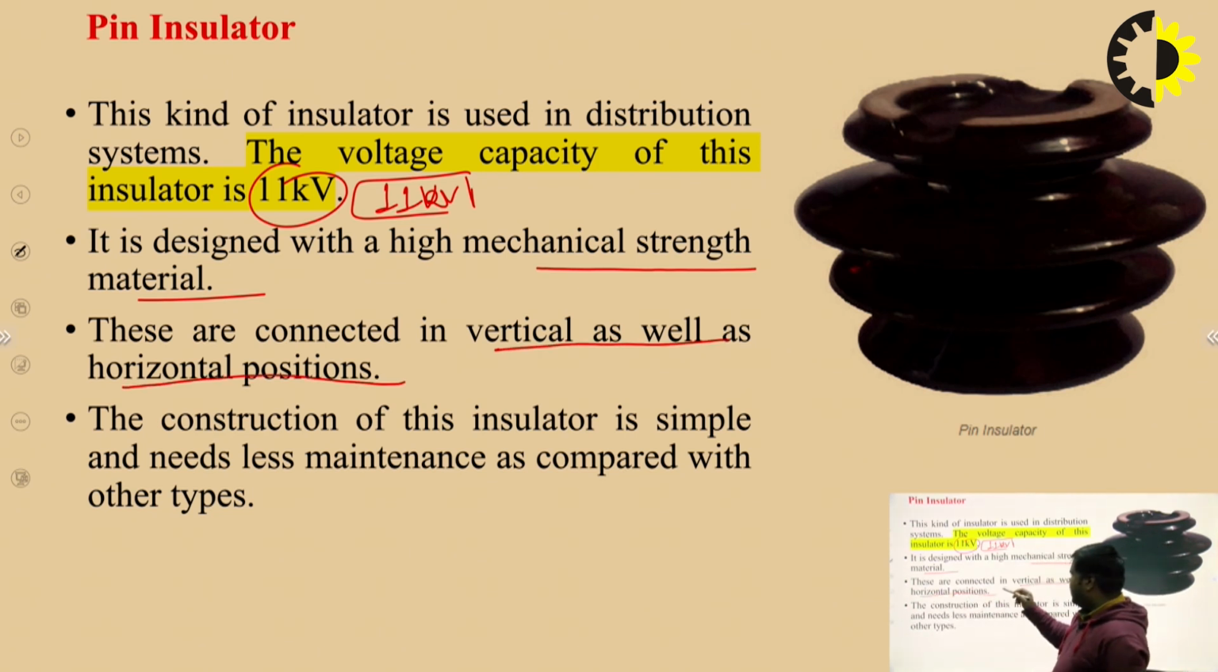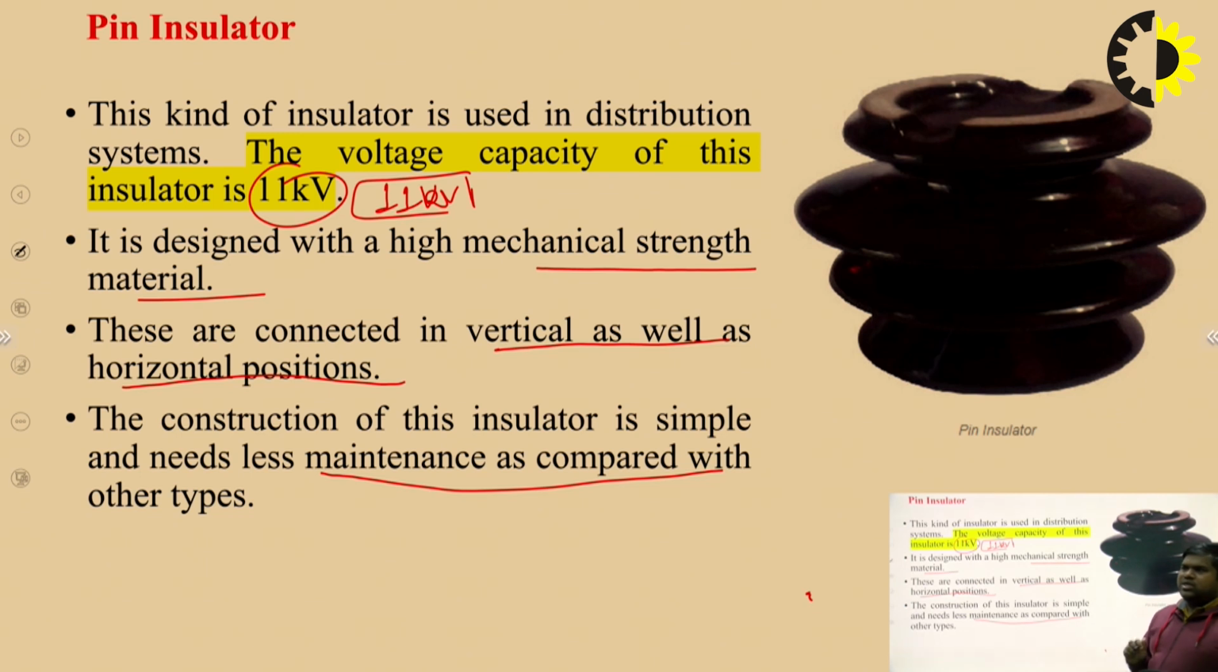These are connected in either horizontal or vertical positions, as far as the alignment and the application is considered in the transmission and the distribution side. The construction of this insulator is simple and needs less maintenance as compared with other types. So this type of insulator is used in so many applications. The pictorial diagram of the pin insulator is like that. This is the pin insulator.